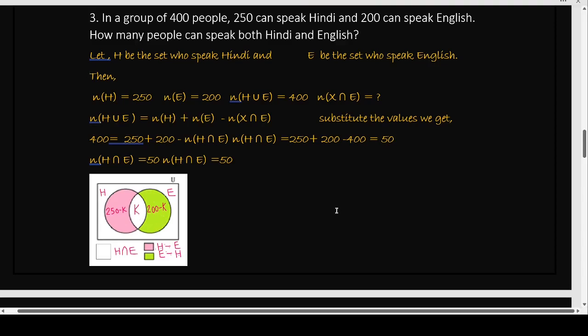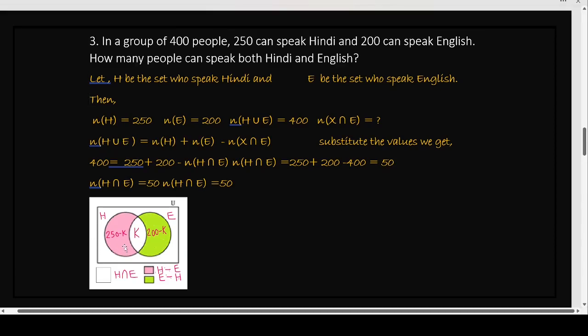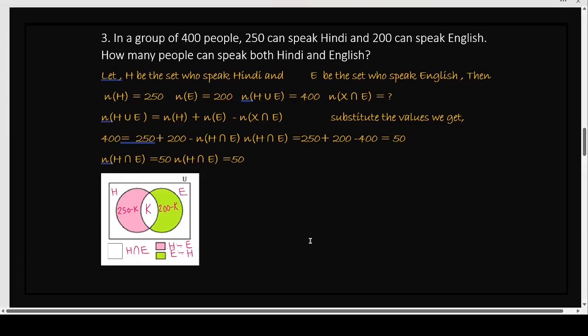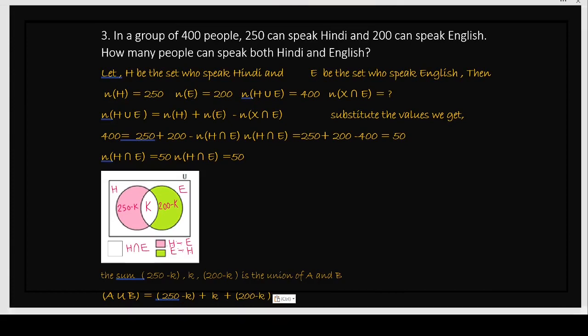So clear, right? The sum 250 minus K plus K plus 200 minus K gives you the union of the sets. So A union B is given by 250 minus K plus 200 minus K. That A union B is those number of people that speak at least one language. Remember that. If you understand this, the remaining problems are very easy to solve. We'll move to the next question.